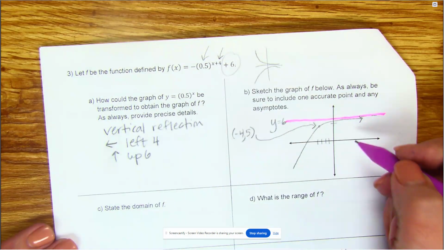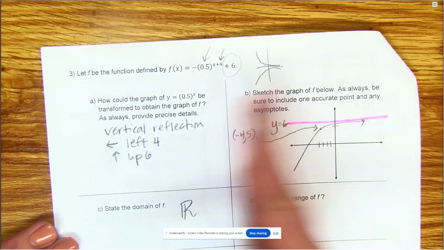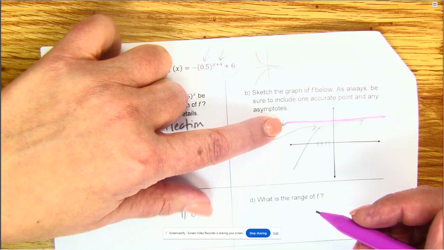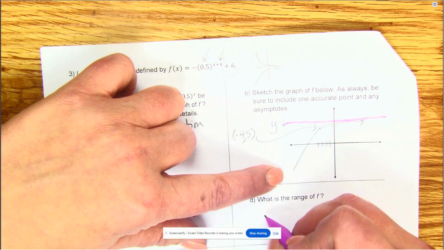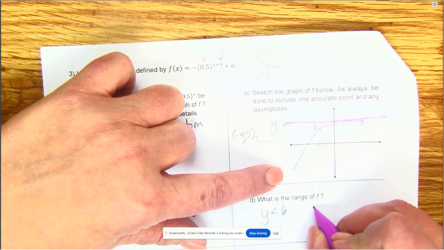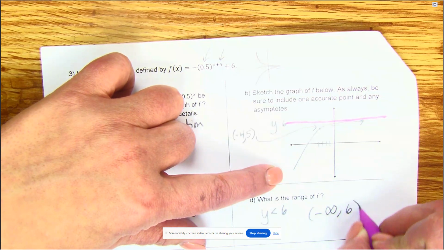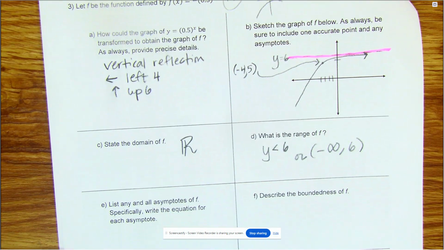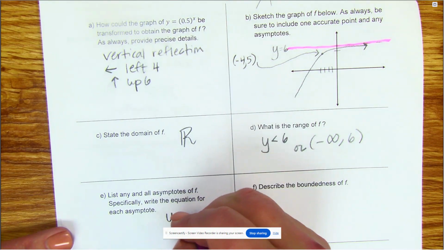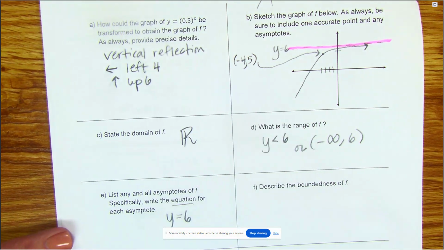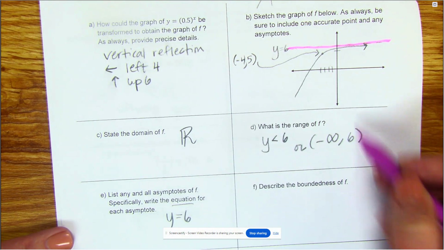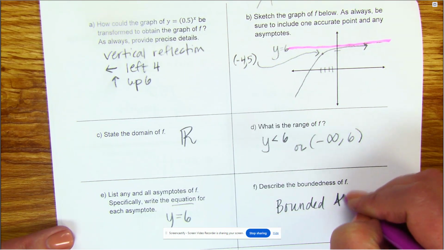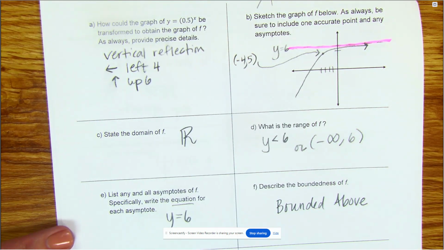All right, domain of exponentials are all reals. There's no restrictions. The range is, the highest is 6, the lowest is -infinity. So you could either say y is less than 6, or you could go -infinity up to 6, either one of those. Asymptotes, you got the one horizontal asymptote, y equals 6. Notice it says write the equation. Describe the boundedness. It's bounded above. It's trapped up above. Bounded above.